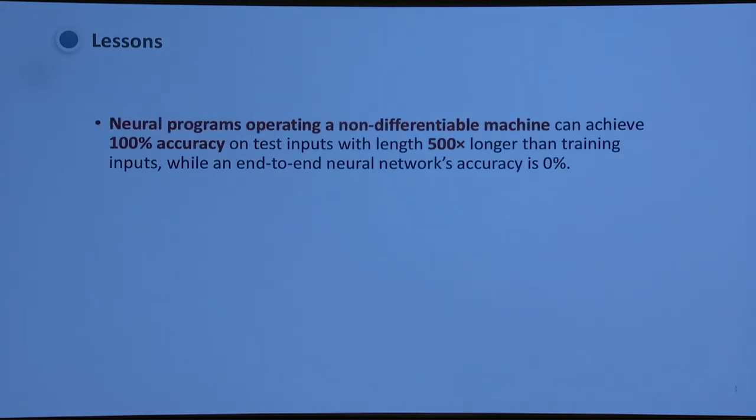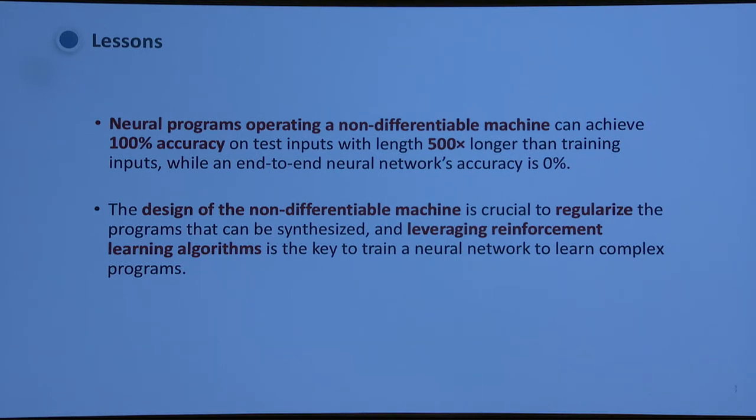So the lesson we learn here is that by combining discrete, non-differentiable and differentiable components, we can achieve much better generalization and full accuracy in this case, for test inputs with length 500 times longer than the training inputs, whereas the end-to-end neural network's accuracy in this case is 0%. So the design of this combination, and the design of the non-differentiable machine, is crucial to regularize the programs that can be synthesized, and leveraging a reinforcement learning algorithm is key to training the neural network components to learn complex programs.